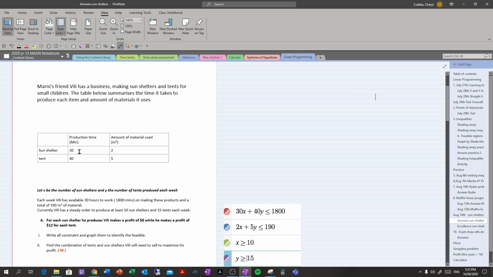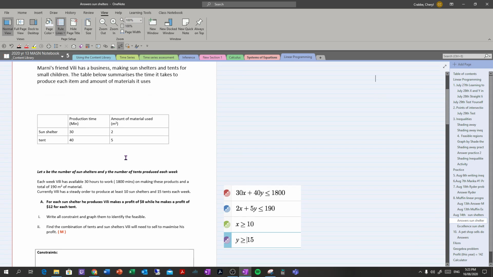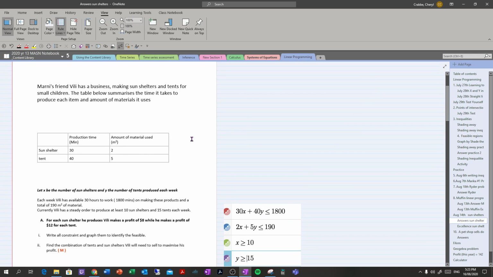The production time takes 30 minutes to make a sun shelter, 40 minutes to make a tent, and the amount of materials used is 2 square meters for sun shelters and 5 for tents. So the first thing that you want to do is identify what X is and what Y is, and it's going to matter how you do that. So it says let X be the number of sun shelters and Y the number of tents. I doubt very much if they're going to do that for the internal, but they may. But just make sure you identify these clearly. If they don't state them, that you state them. Okay? So there's my variables.